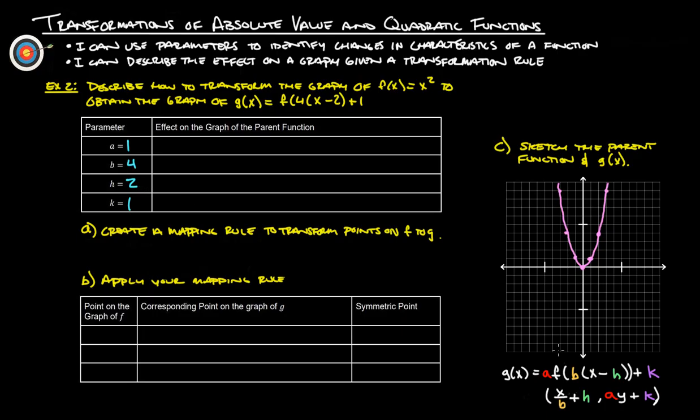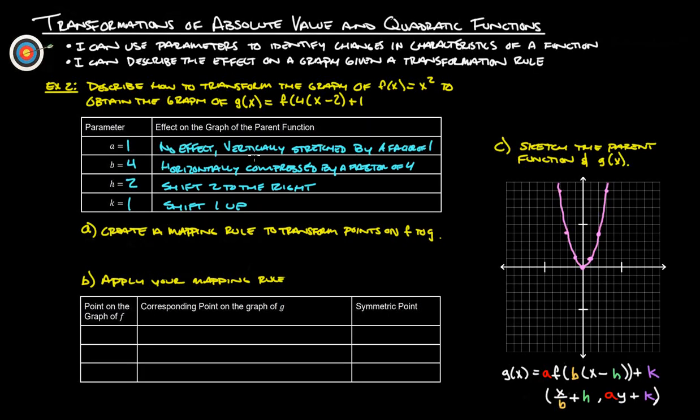The 2 here is with the H, so that means the whole graph is going to move to the right 2. And then K is 1. That means the whole graph is going to move up 1. Okay, so here's all of our effects here. Create a mapping rule to transform points on f to g.